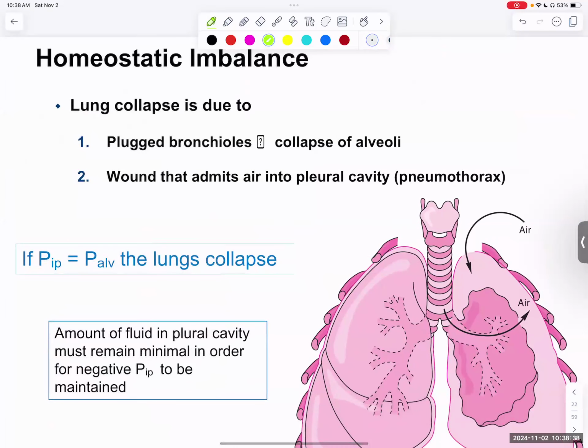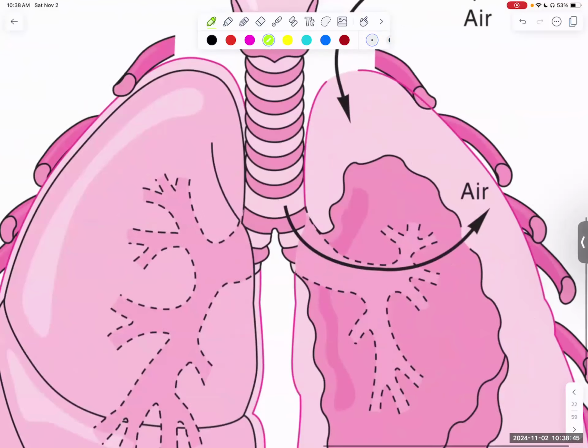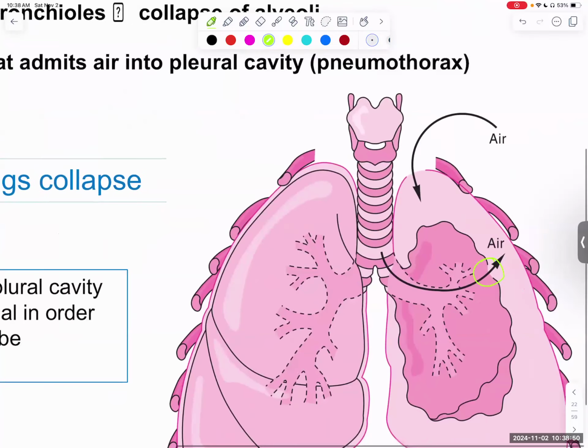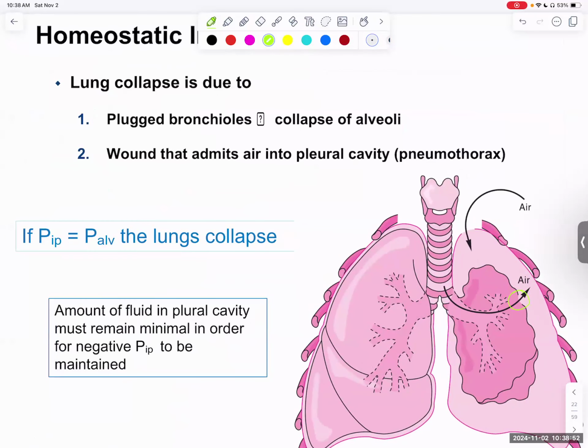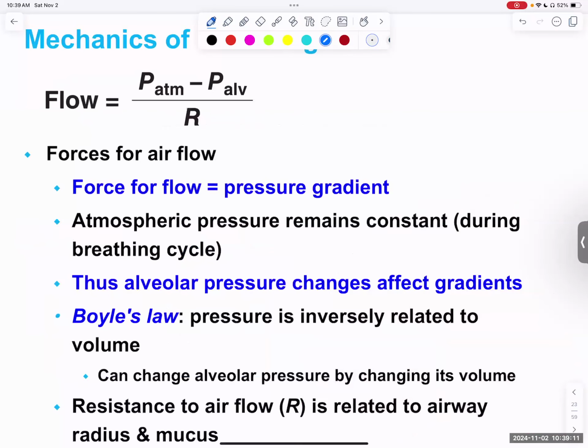So lungs collapse, it can be due to plugged bronchioles, it can be due to a wound from the outside, it can be due to erosion of the visceral membrane due to disease. So you can see that in diseases as well. Anything that equilibrates the air inside the pleural cavity with atmospheric air is going to separate the visceral pleural membrane, and the elastic recoil of the lungs is going to take over instead of it staying with the chest wall.